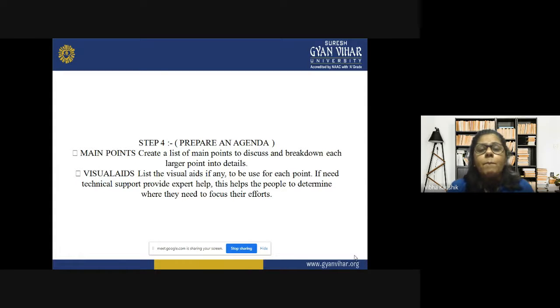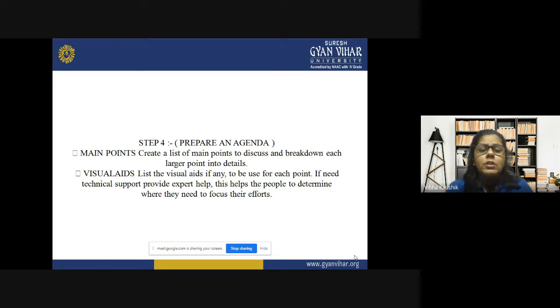Now, the fourth one is prepare an agenda. Main points: create a list of main points to discuss and break down each larger point into detail. What it means is that when you are preparing your agenda for the workshop, all the main points should be discussed there. For that, we have to prepare a list of main points that we have to discuss in that particular workshop, and break down each larger point into smaller points and into details, so that every point is discussed in a proper manner.